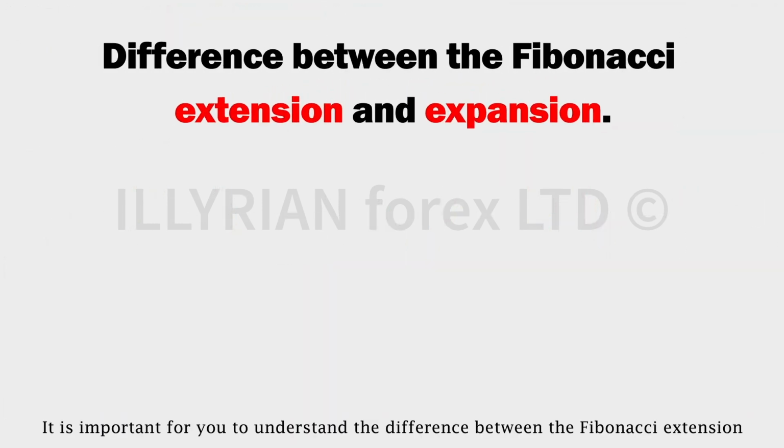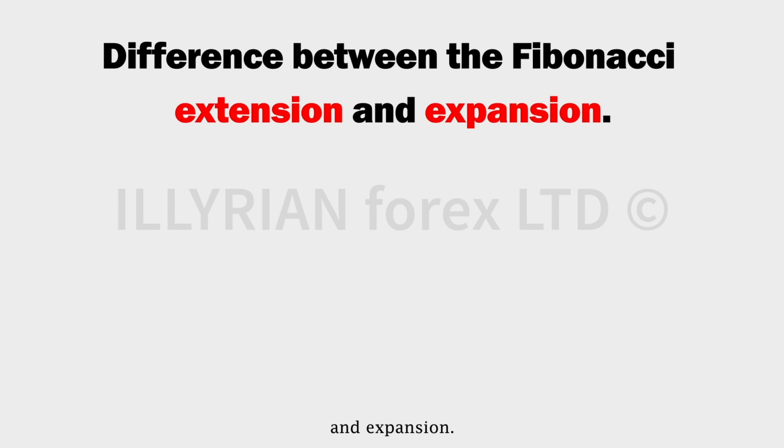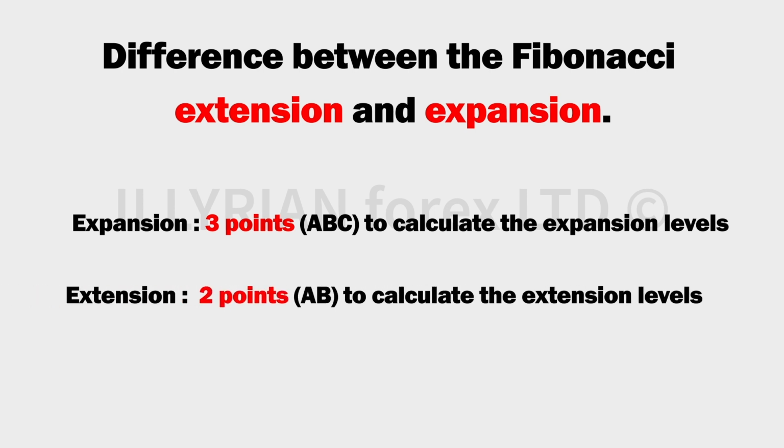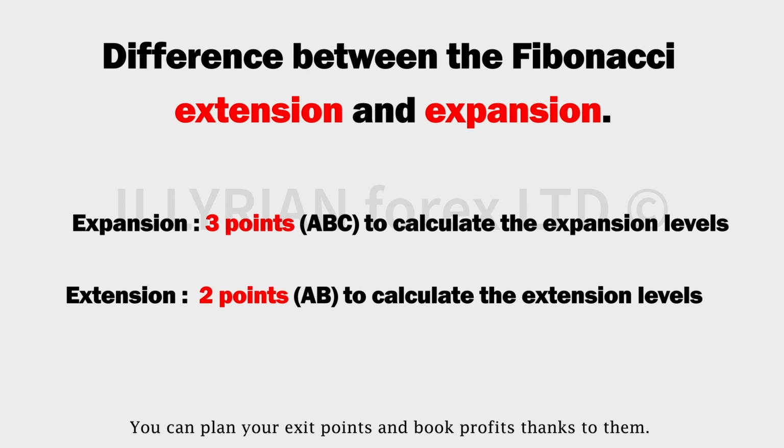It is important for you to understand the difference between the Fibonacci extension and expansion. Expansion consists in 3 points, A, B, C, to calculate the expansion levels. Extension consists in 2 points, A and B, to calculate the extension levels. Both tools are great. You can plan your exit points and book profits thanks to them. You can use Fibonacci expansion to define AB equals CD pattern and alternate 1.27 AB equals CD.